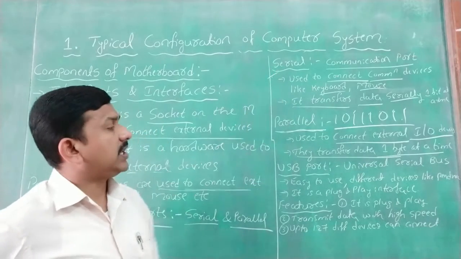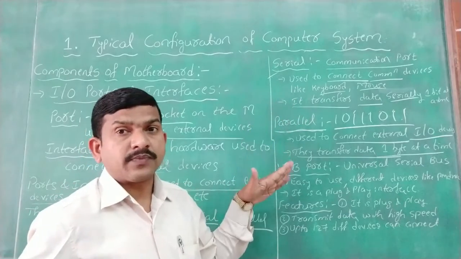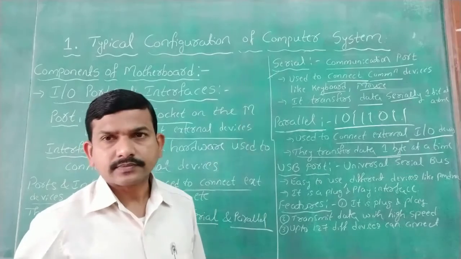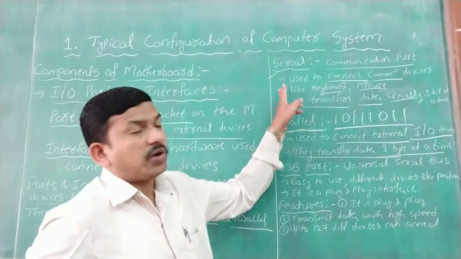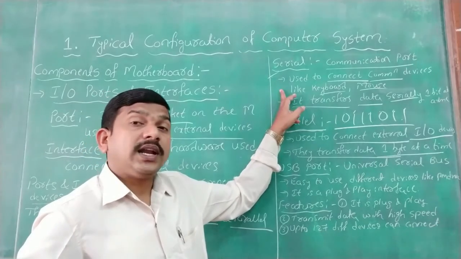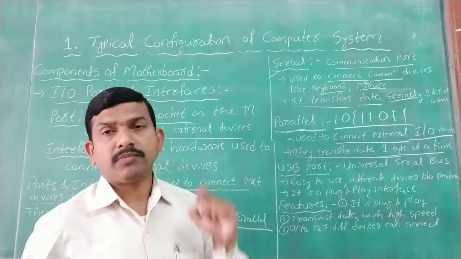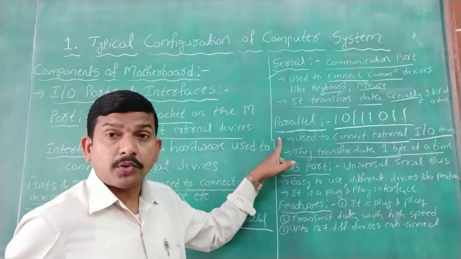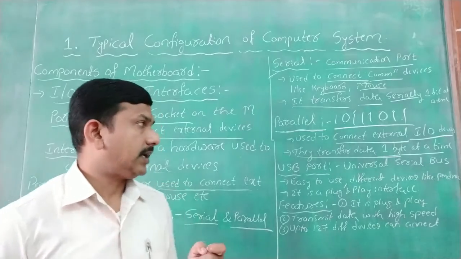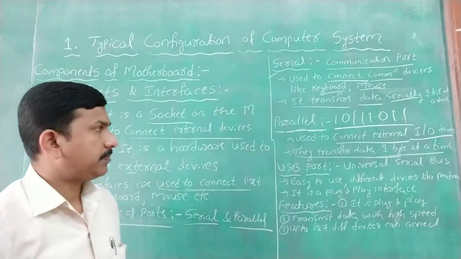So this is about the serial port as well as the parallel port. Is it clear? So ports are of 2 types: one serial port, the second one parallel port. Both are used to connect external devices. The serial port is normally used for communication devices like keyboard and mouse. How is the data transferred there? Serially, 1 bit at a time, one by one. But in the parallel port, the data is transferred 1 byte at a time. This is some introduction about the serial port as well as the parallel port.